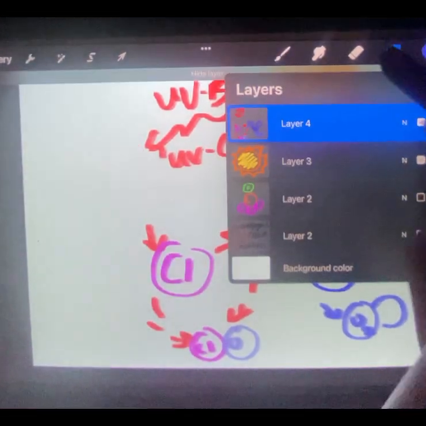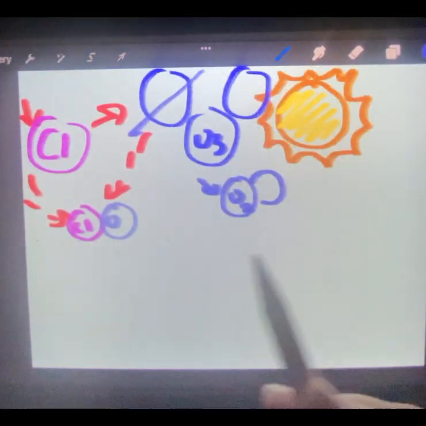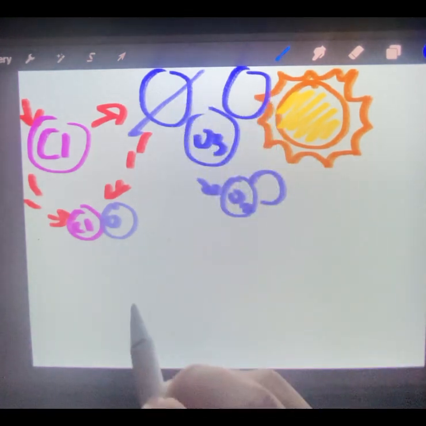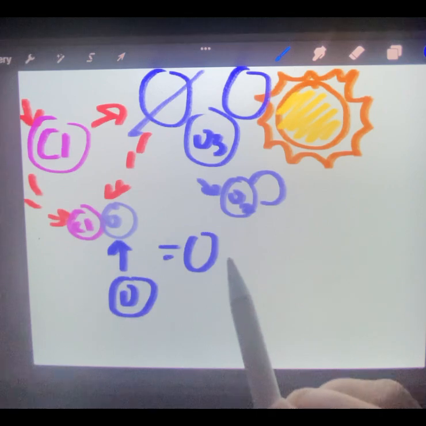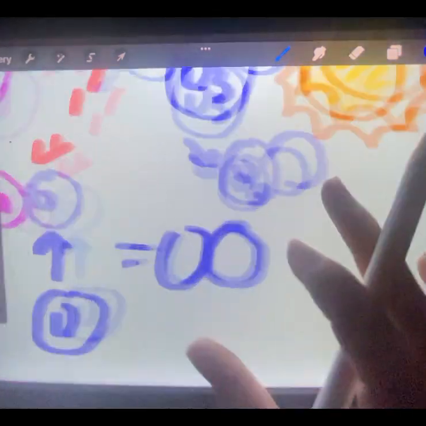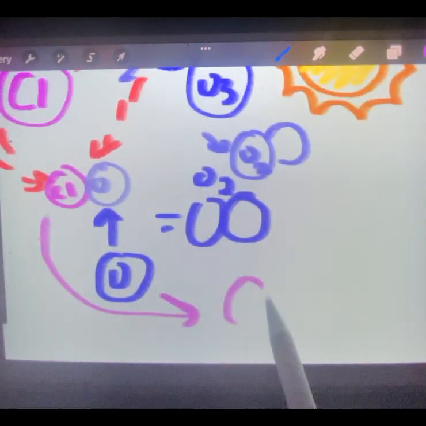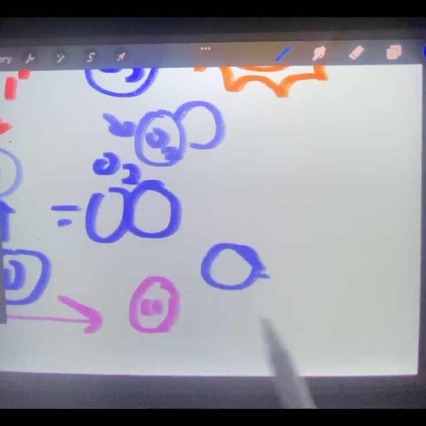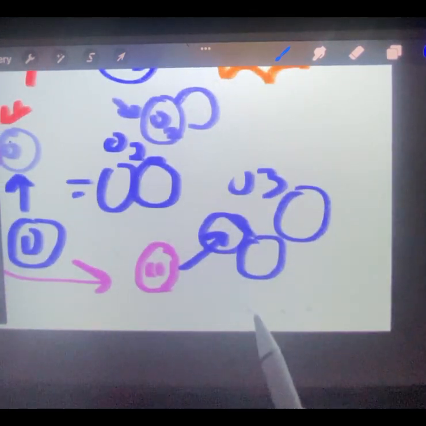This is fine in the moment until we see that a free oxygen atom will combine with the attached oxygen atom, turning into O2, but then leaving this chlorine to continue to break down other ozone molecules. This process happens again and again.